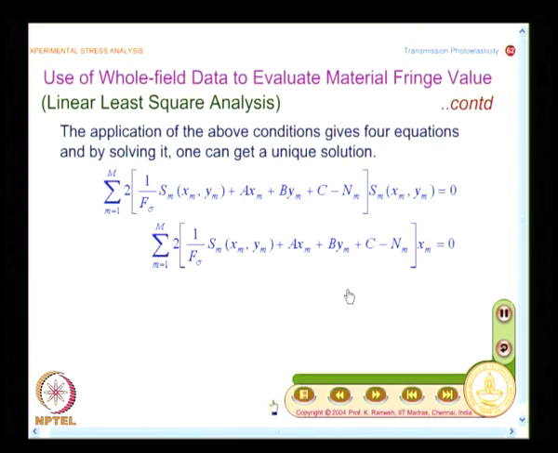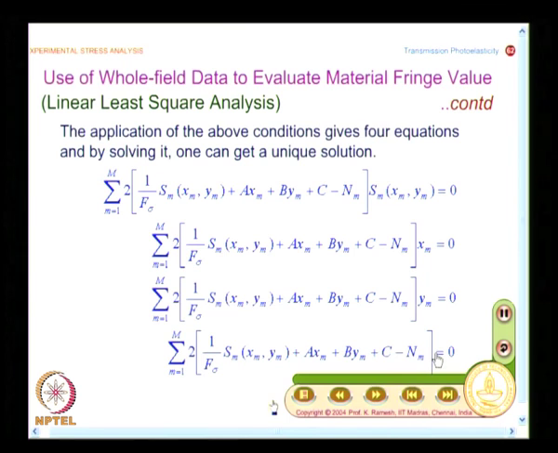So, I have the third equation, that is nothing but this multiplied by y m, and the fourth equation will be just this. I will have only 1 here. So, what I have found now is, from m data points, I have written an error equation, and I have done the least squares criteria by minimizing it to 0, and this results in 4 equations.